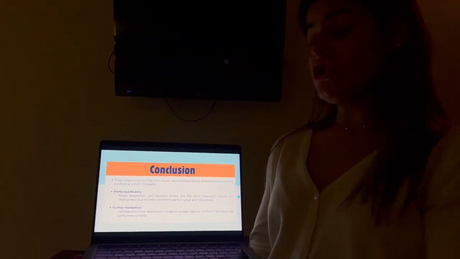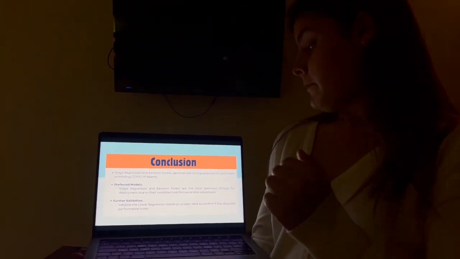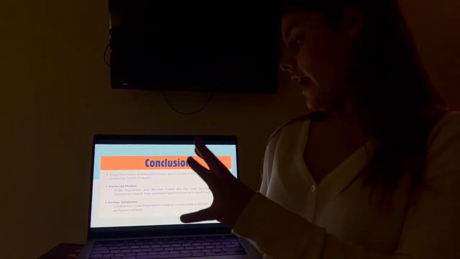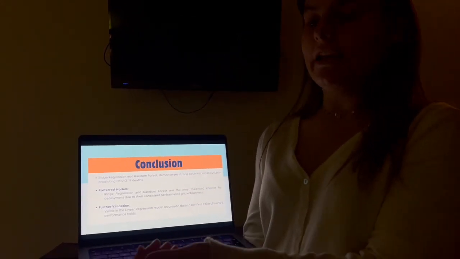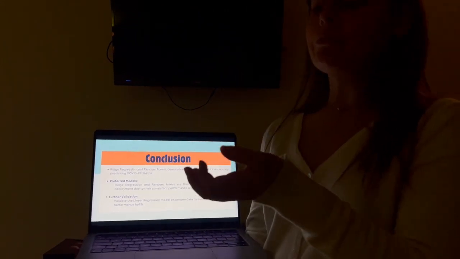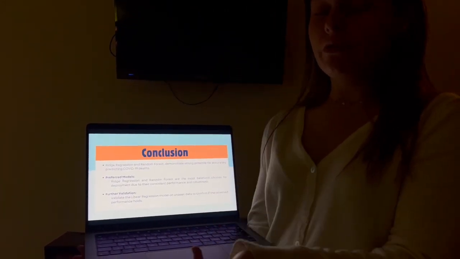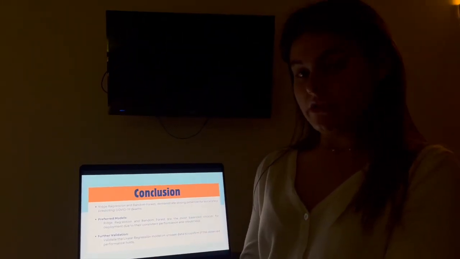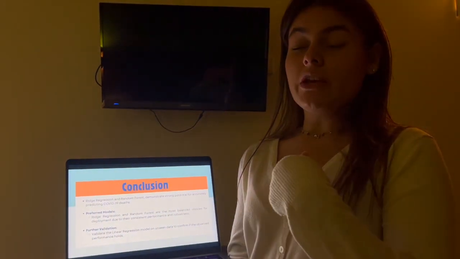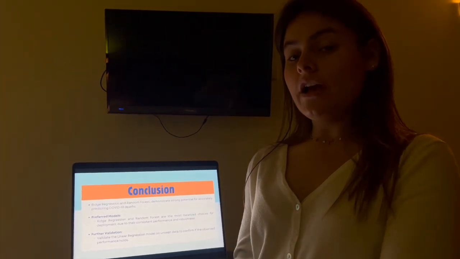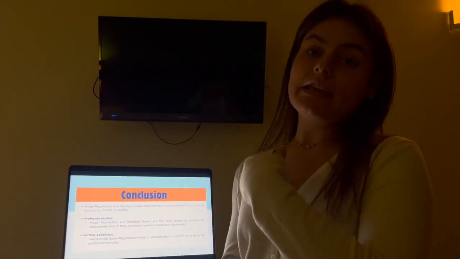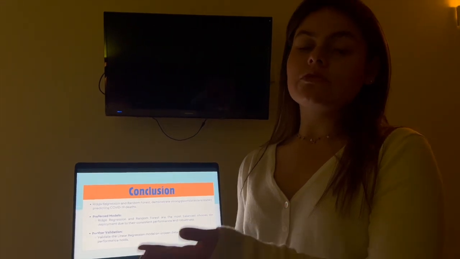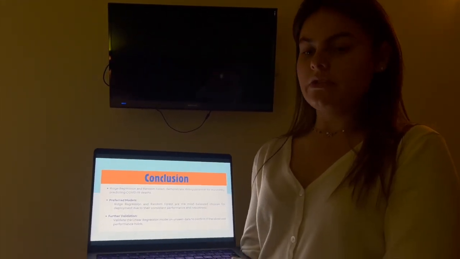In conclusion, the ridge and random forest demonstrate strong potential for accuracy in predicting COVID-19 deaths. The preferred models in this case would be ridge regression and random forest, as they're the most balanced choices. And it is important that we validate linear regression. As I mentioned before, it can lead to overfitting, and that is why it has overall perfect scores. Thank you.